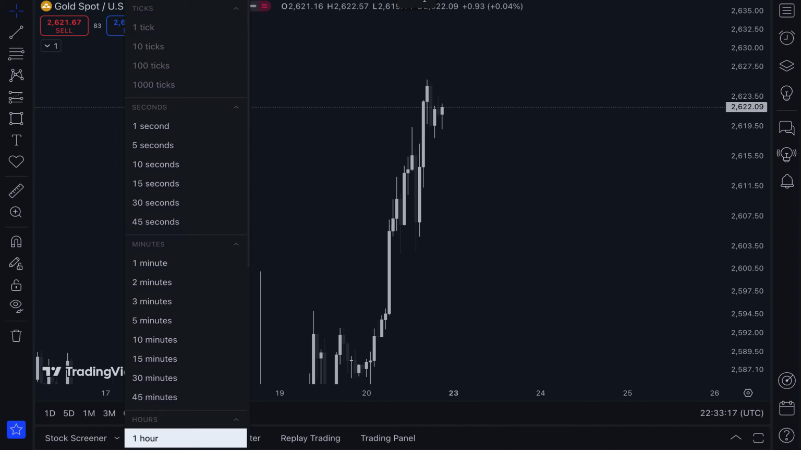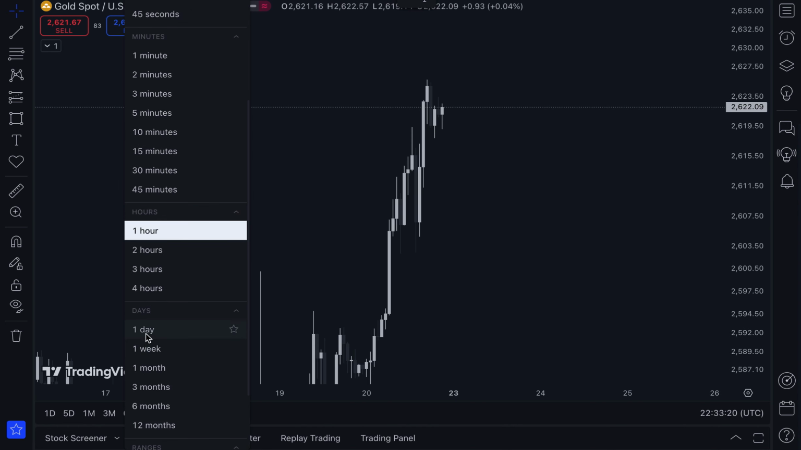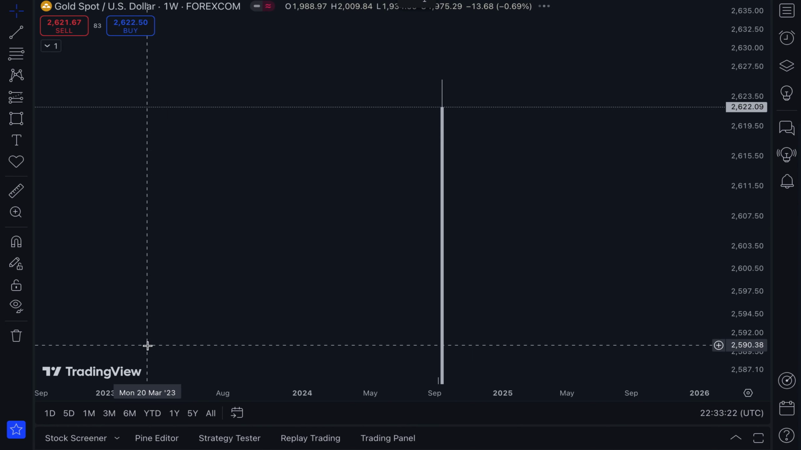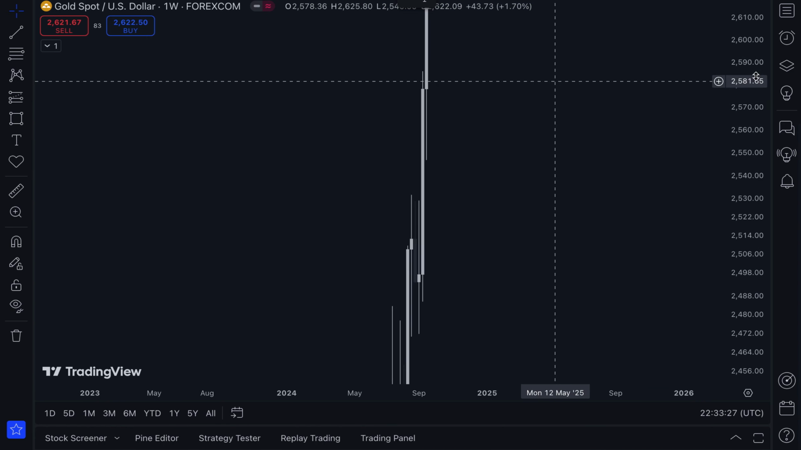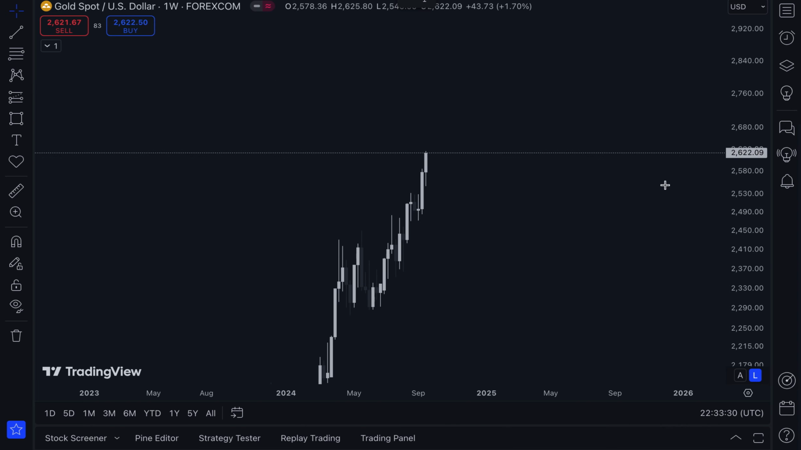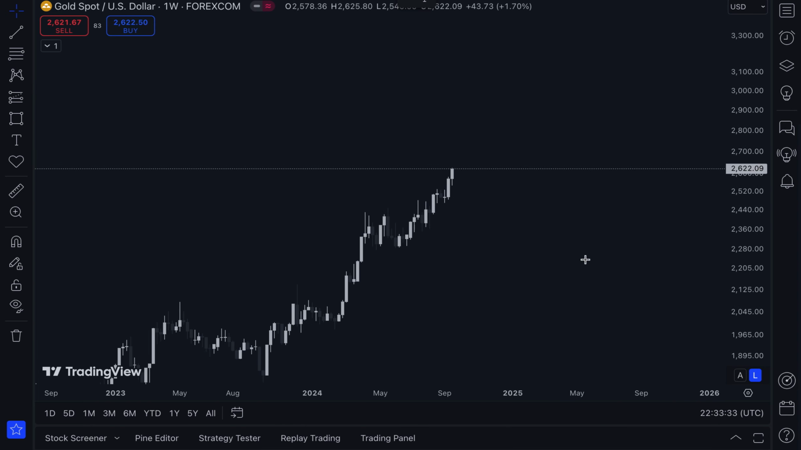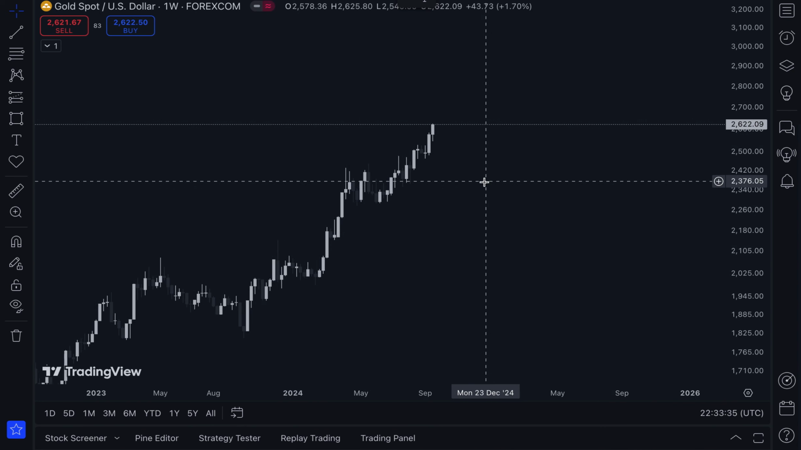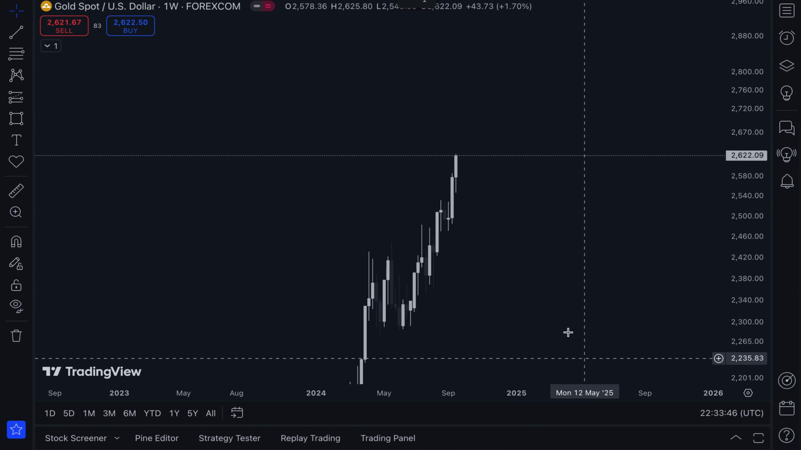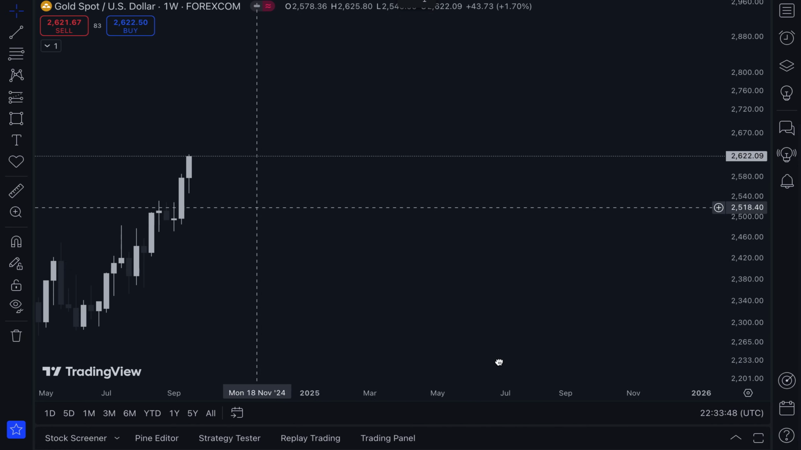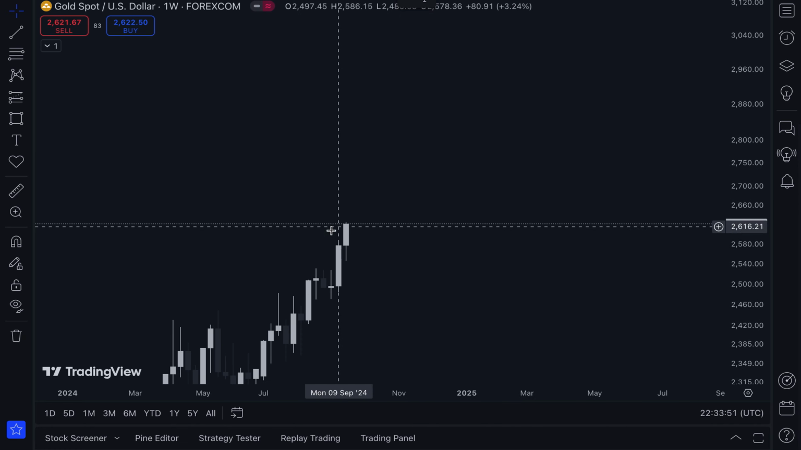So we start on the most important, let's go on the weekly time frame and see what happens. All right, so here we are on the weekly time frame. Just zooming out so that we have a clear view of what's happening. On the weekly time frame, we are exactly where we are supposed to be. The most important candle at the moment is this one, the current candle.